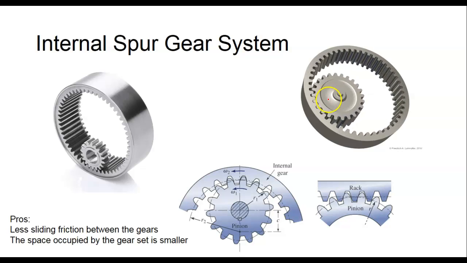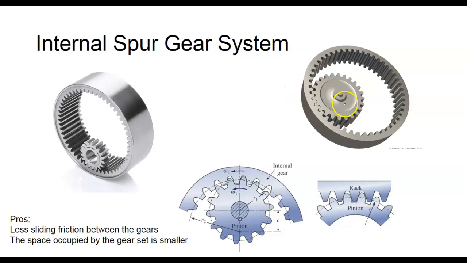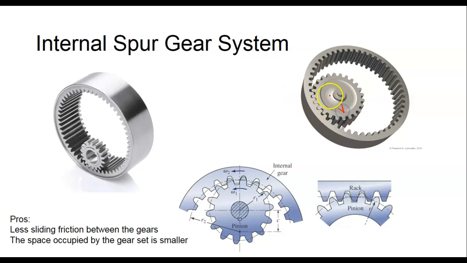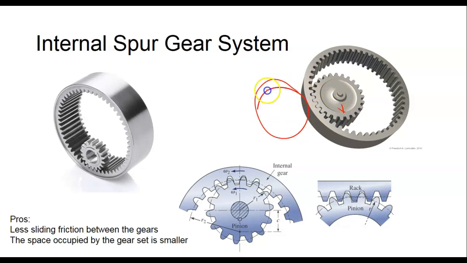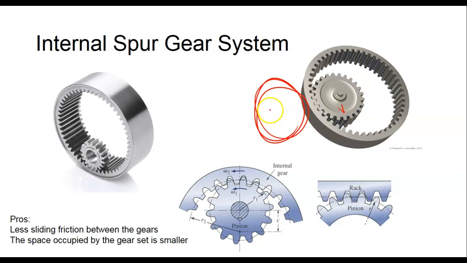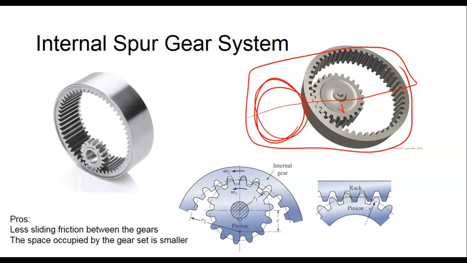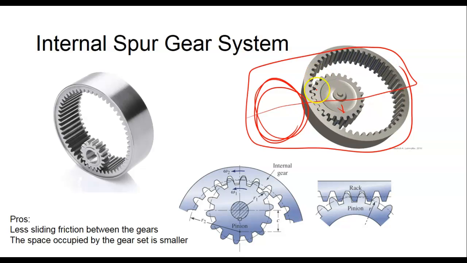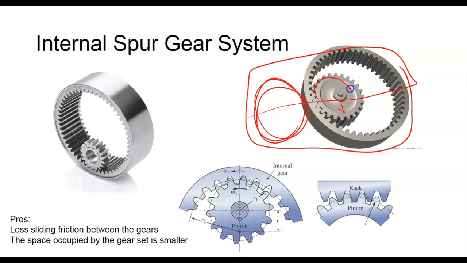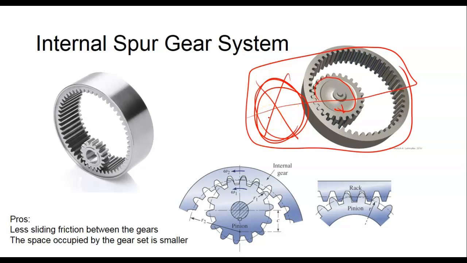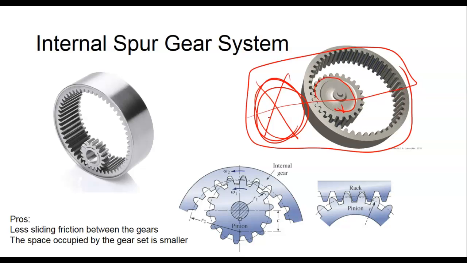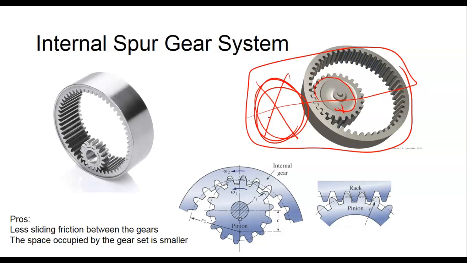If I flip this around and bring the driver gear out, it would be out here, and this much space would be occupied by my gear set. But when we mount it on the inside, we basically eliminate the space for the driver, because it's inside. That makes sense? Are we okay?